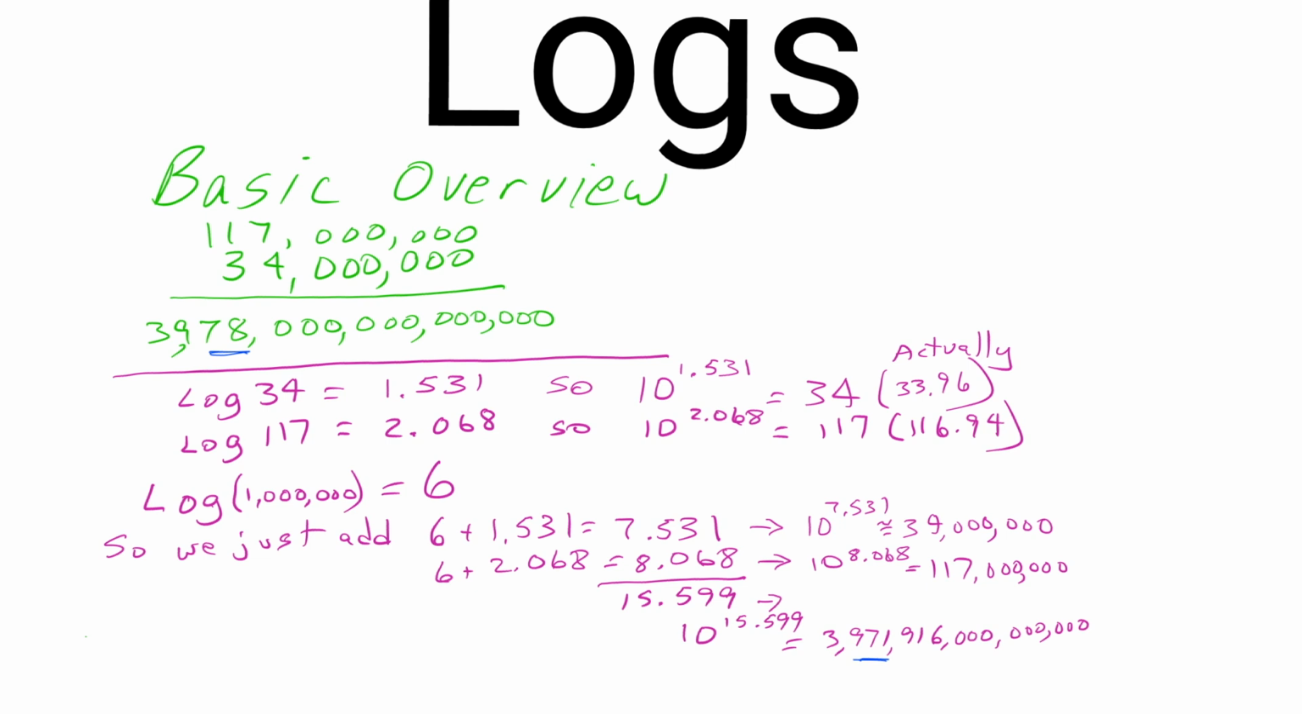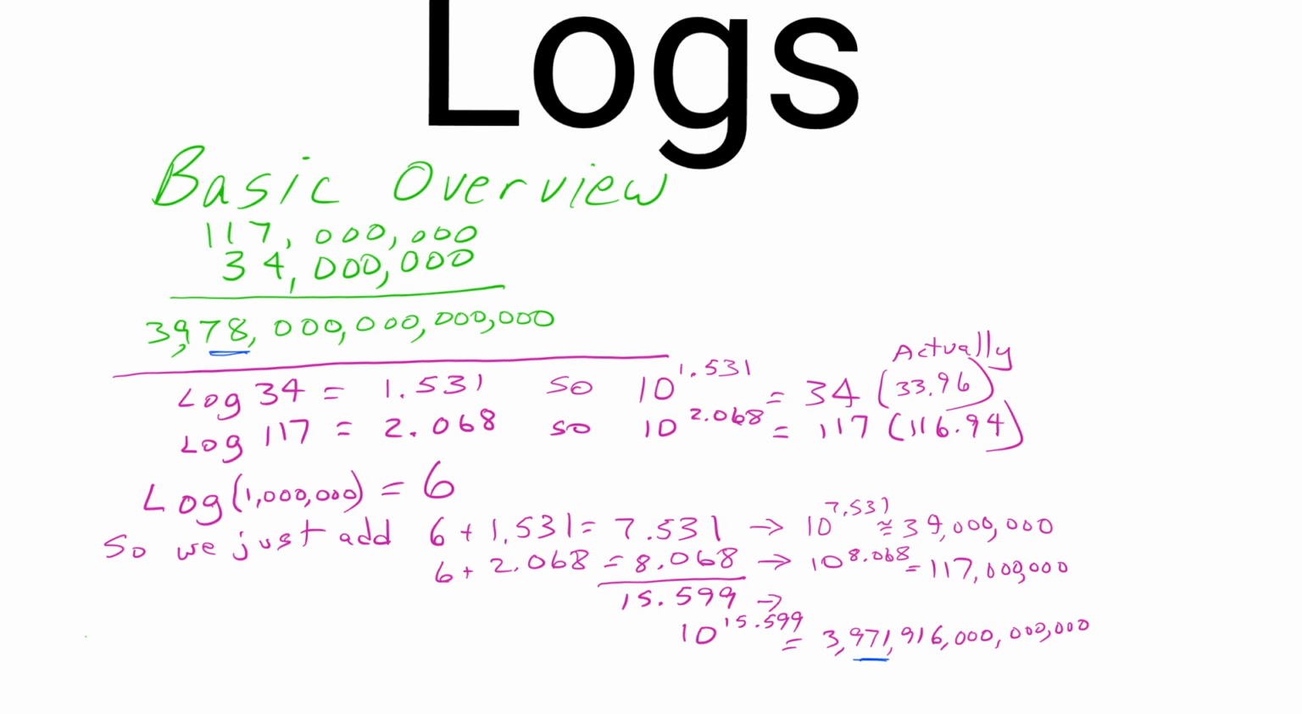And what we would do is we would take, for instance, the log of 34. If we had to multiply these, the way we did this is we'd get the log of 34, which is 1.531. And that would mean that 10 raised to the 1.531 power would equal the 34, which was actually 33.96 if you calculated it out, but that's close enough for doing the kind of work we were doing. Log of 117 is equal to 2.068, and that meant that 10 raised to the 2.068 power would equal 117. It actually equals 116.94 and some other numbers.